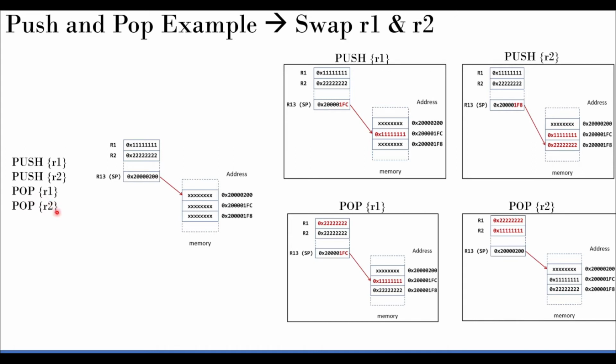Oh sorry, yeah, I made a mistake. Not this one, but push R1 R2 will not work. Why? Because R2 will be stored first and then R1 will be stored, right? So then it really has a problem. So you have to do it this way: push R1, then push R2, then pop R1, so that R2 will come to R1, and then pop R2 so that R1 will come to R2.